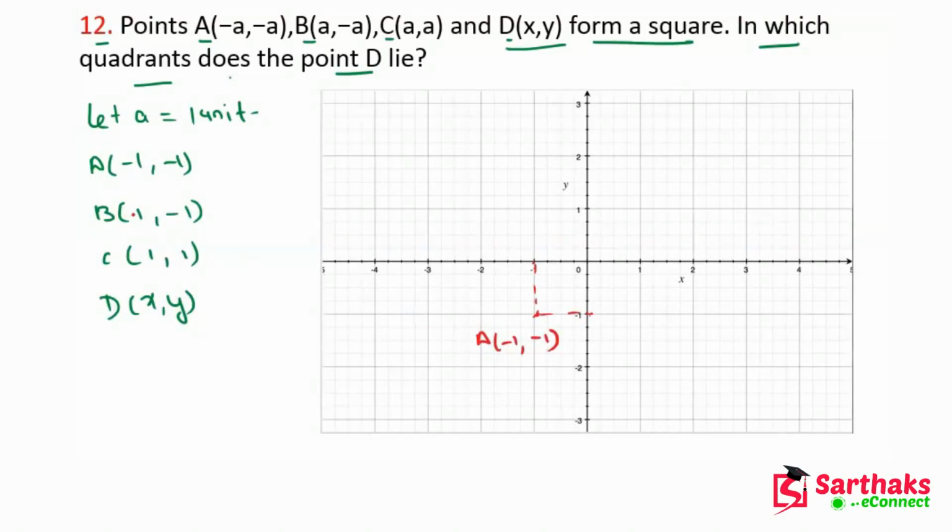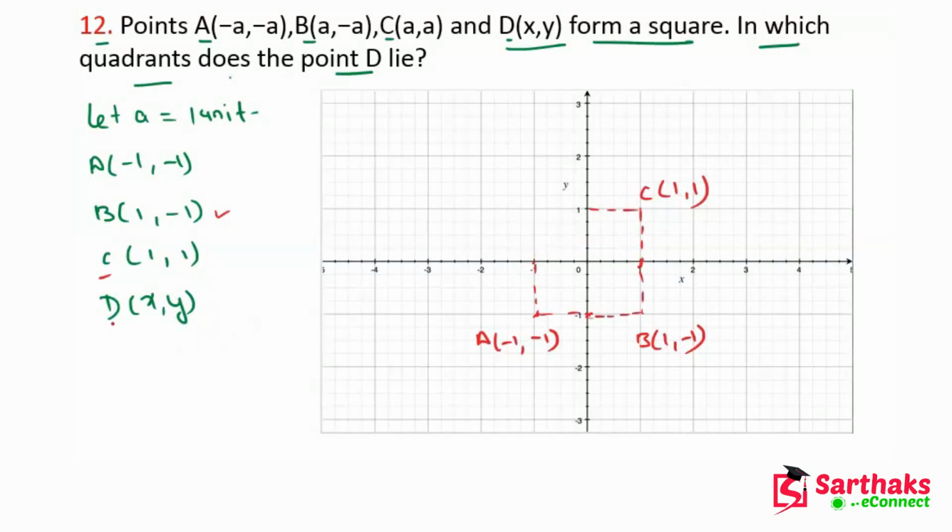Now point B is 1 comma minus 1, which means it lies in the fourth quadrant because the x coordinate is positive and the y coordinate is negative. So x is positive, this one, and minus 1 is here. So we get point B, which is 1 comma minus 1. Now we plot point C, which is 1 comma 1, so it lies in the first quadrant. x is 1 and y is 1. So this is point C, 1 comma 1.